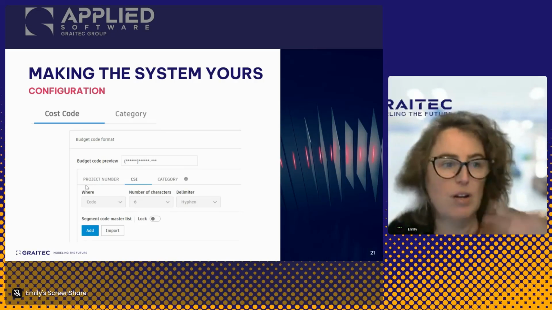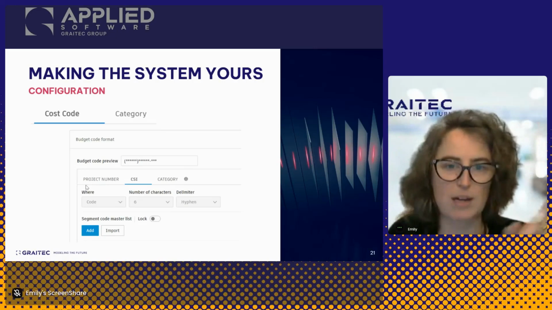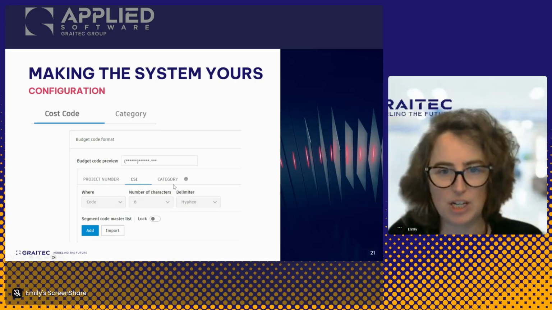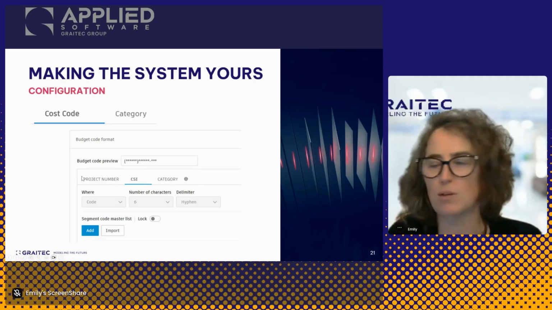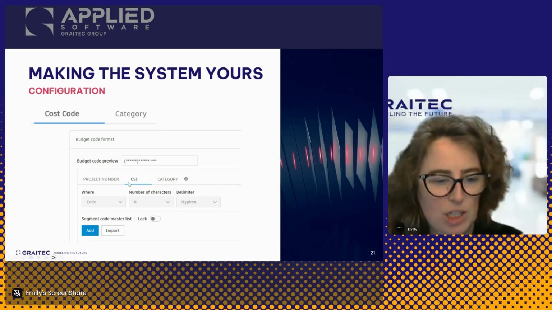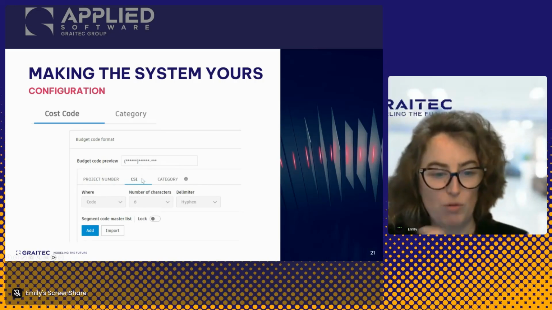And then we make sure that that matches what our accounting system is going to want, or that we can map correctly. Depending on the system you're integrating with, there are different requirements here. Sage has some specific requirements. QuickBooks has different ones. So here I've got project number, CSI code, and category, and I set up basically the number of digits and any delimiters I want between those segments.